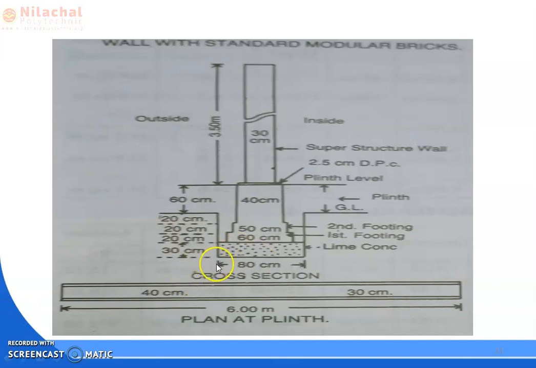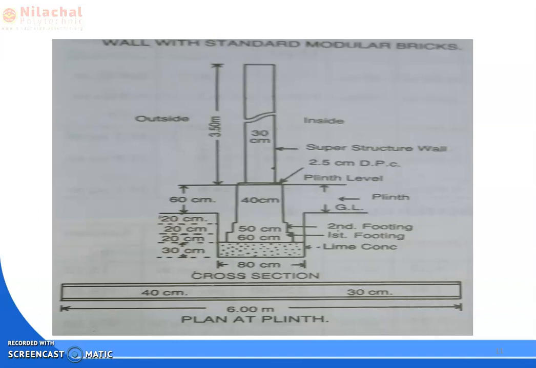The first class brickwork part, the lime concrete contains only cement, sand and aggregate. The first footing and second footing contain the first class brickwork. It means the brickwork is constructed in first footing and second footing also. And the plinth 40 centimeter wall, here also the first class brickwork is provided. So first of all we calculate this foundation part, then we go to the next part.